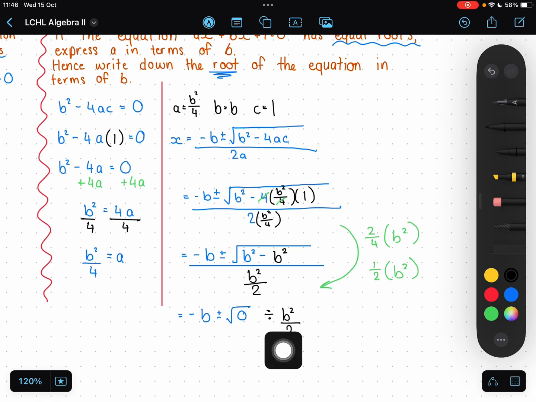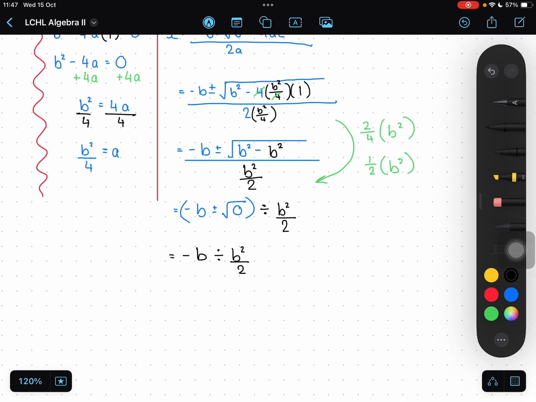So here, this plus or minus 0, I better put all that in brackets. Plus or minus 0, sure, that's not going to add or subtract anything. So I'm just going to be left with minus b. And then it's being divided by b squared over 2. So what do we do when there's a fraction dividing? I can flip the fraction and change it to a multiplication. So it's minus b multiplied by 2 over b squared.